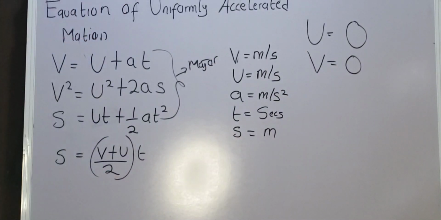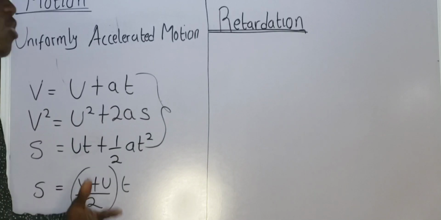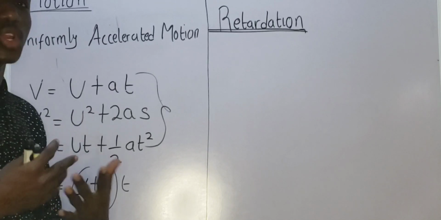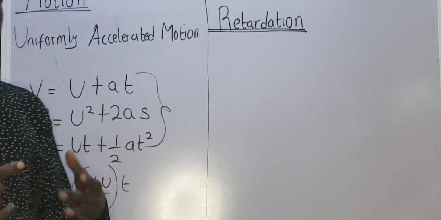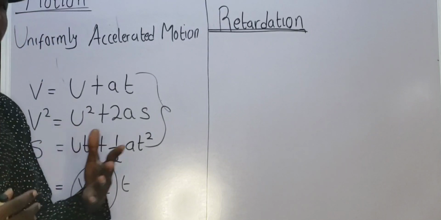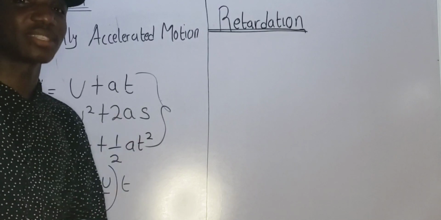So now let's talk about the concept of retardation. Let's say we have a body moving at a constant velocity. In that case, the body will cover equal space at equal time intervals.